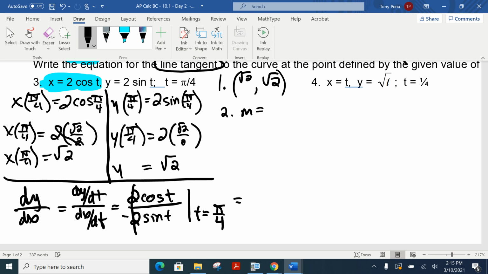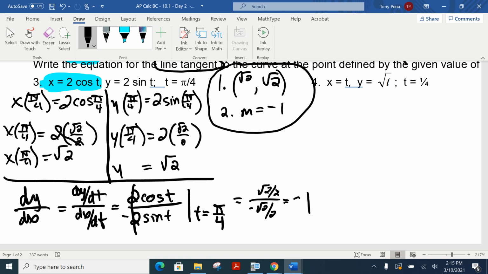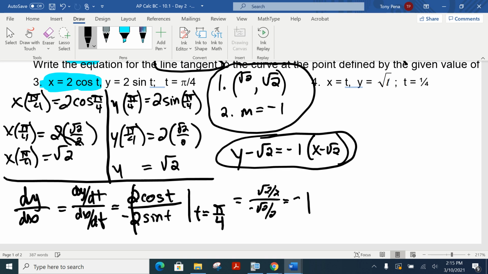So the 2's will cancel. The cosine of pi over 4 and the sine of pi over 4 are both root 2 over 2. So root 2 over 2 divided by negative root 2 over 2. You probably don't even necessarily need to write that to know that our slope is going to be negative 1. Once we have the 2 pieces of information that we needed, then you're all set to write your equation. So we would now say y minus root 2 equals the slope times x minus root 2, and that is our tangent line to the curve at that particular time.